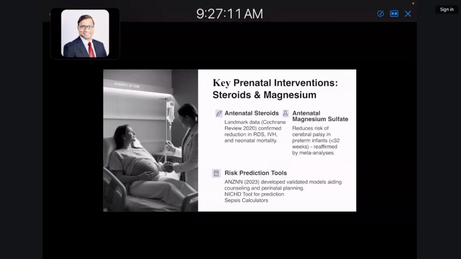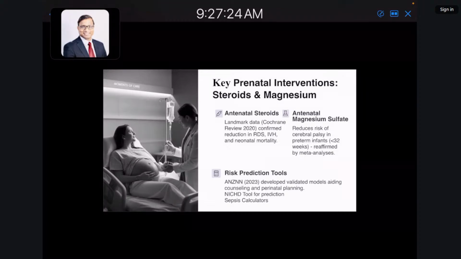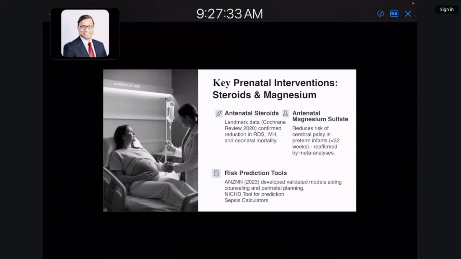Coming to prenatal interventions, antenatal steroids remain the cornerstone of neonatal practice. A recent Cochrane review confirms that steroids reduce respiratory distress syndrome, intraventricular hemorrhage, as well as neonatal mortality. Antenatal magnesium sulfate given before preterm birth, less than 32 weeks of gestation, is associated with a reduced risk of cerebral palsy in surviving infants.